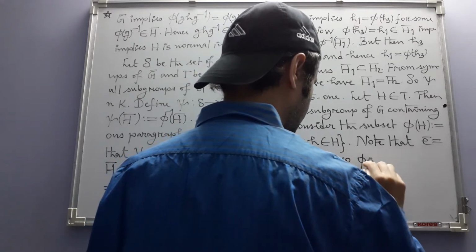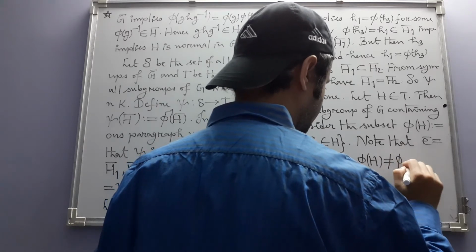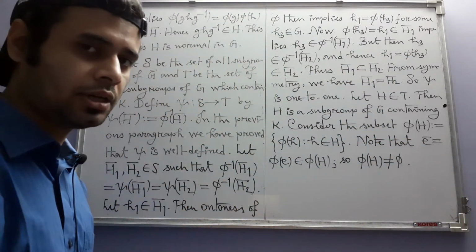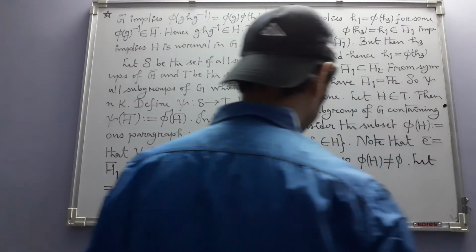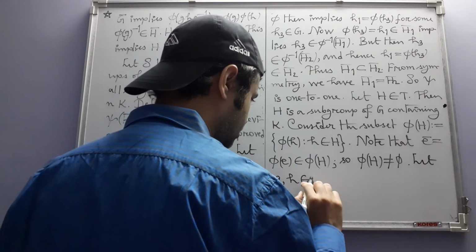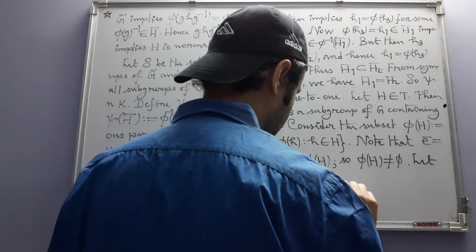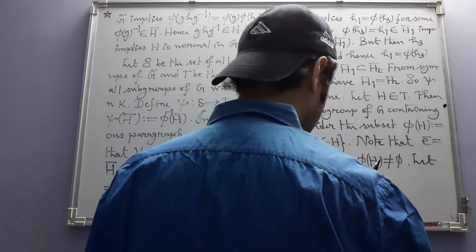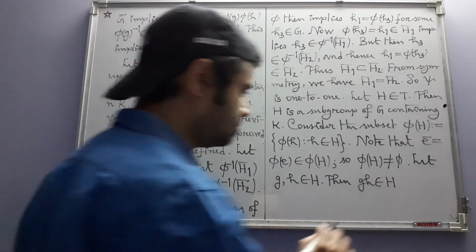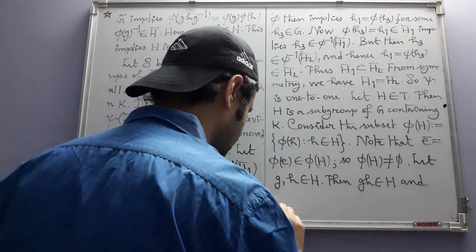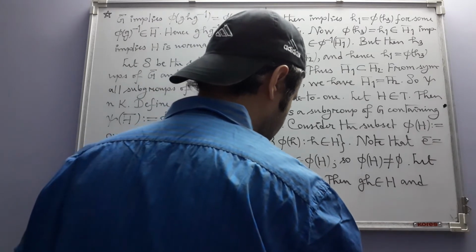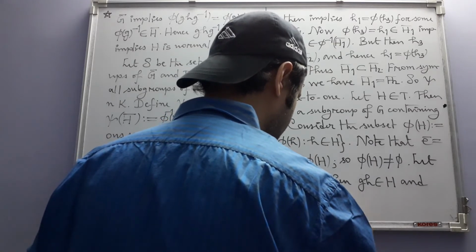So phi of H is a non-empty subset of the domain group G. Our aim now is to show that this phi of H is actually a subgroup of G. Let g and h belong to H. Then gh will also belong to H because H is after all a subgroup of G, and phi of g, phi of h, which due to the fact that phi is a homomorphism becomes equal to phi of gh.